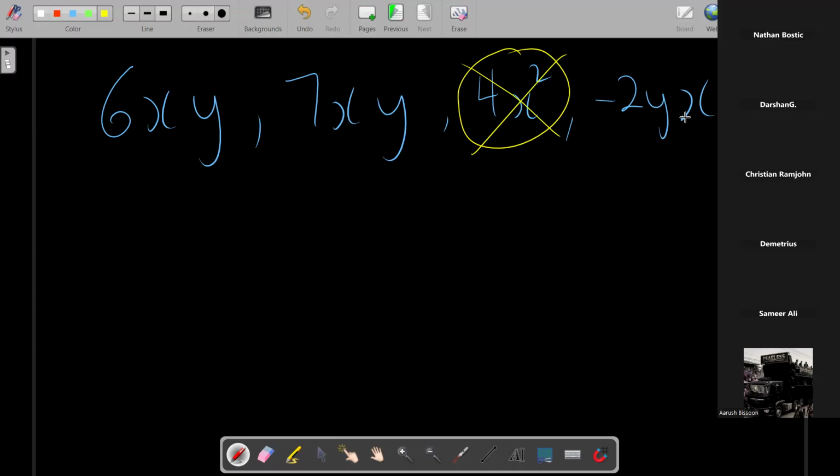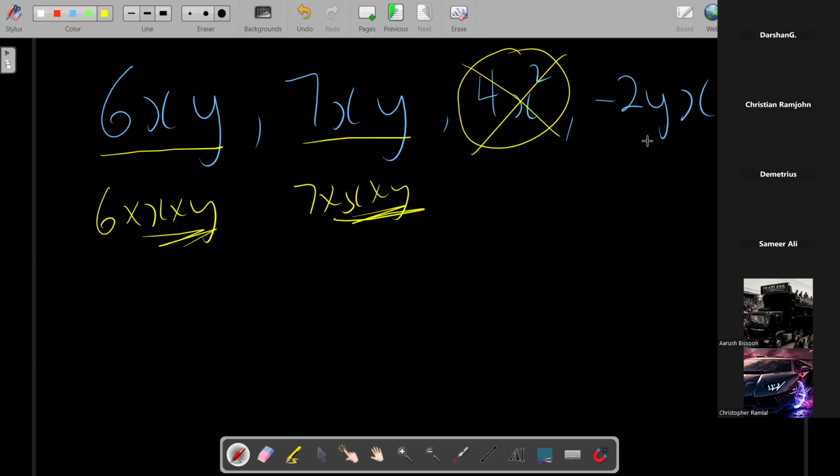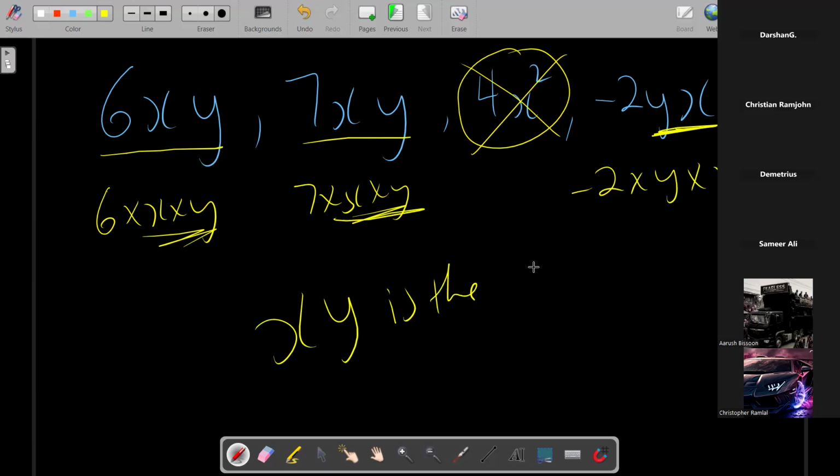I think all of them are like terms, because all of them have a y in it. All have a y, all have an x. So what I want you to pay attention to, 6xy is 6 multiplied by x multiplied by y. 7xy is 7 multiplied by x multiplied by y. So the variable here is xy. This one here, students, although it doesn't look the same as this, is a like term as well, because it's minus 2 multiplied by y multiplied by x. So xy is the same as yx. These two are like terms.